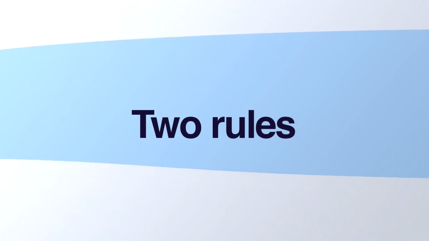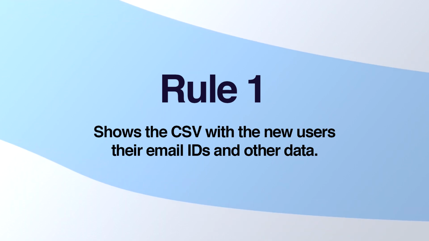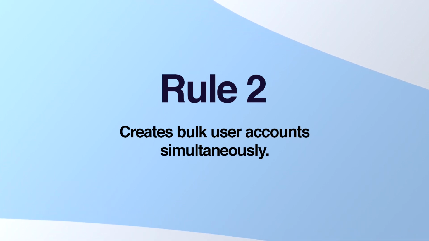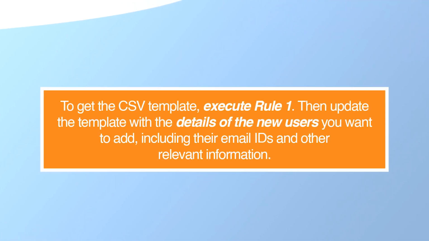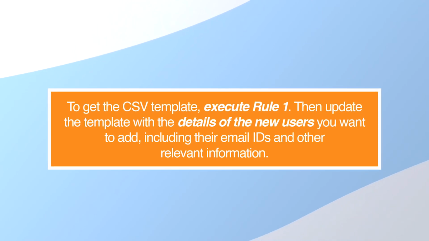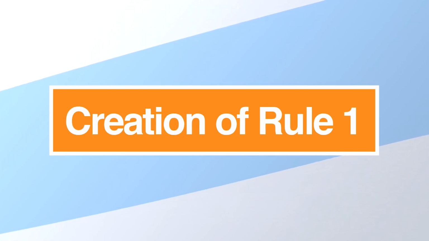Here we need to create two rules to complete this task. Rule 1 shows the CSV with the new users, their email IDs, and other data. Rule 2 creates bulk user accounts simultaneously. To get the CSV template, execute Rule 1. Then update the template with the details of the new users you want to add, including their email IDs and other relevant information.